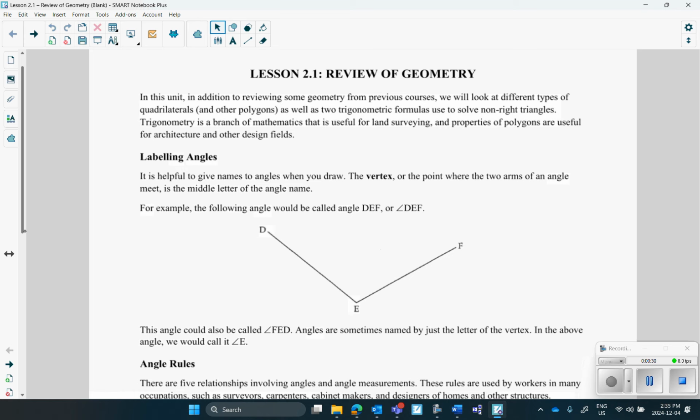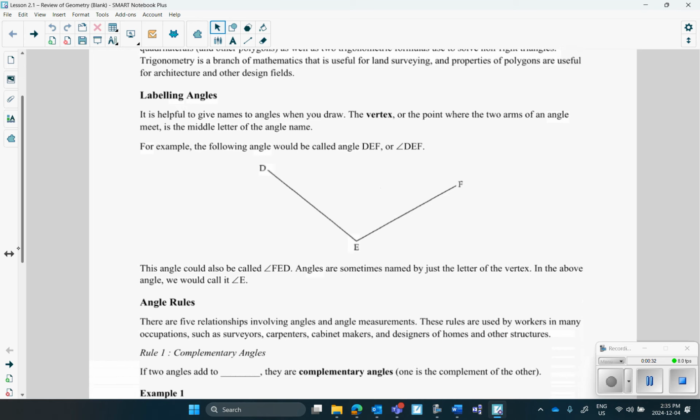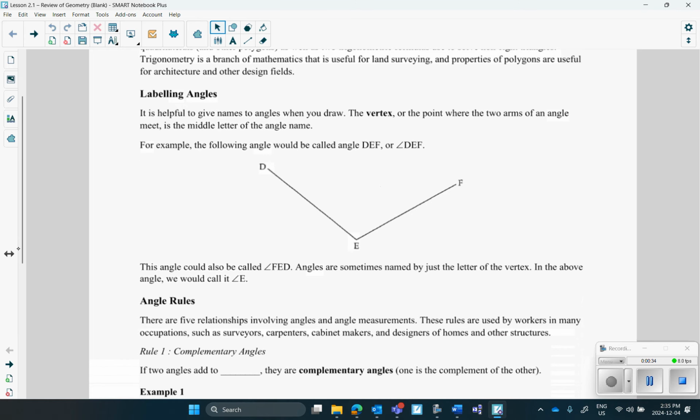So to start off with, labeling angles. Okay? Well, you know an angle has two arms in it, and they meet at a common point, called the vertex. Okay? So this is your vertex, these are your arms. And usually there's arrows on the end.